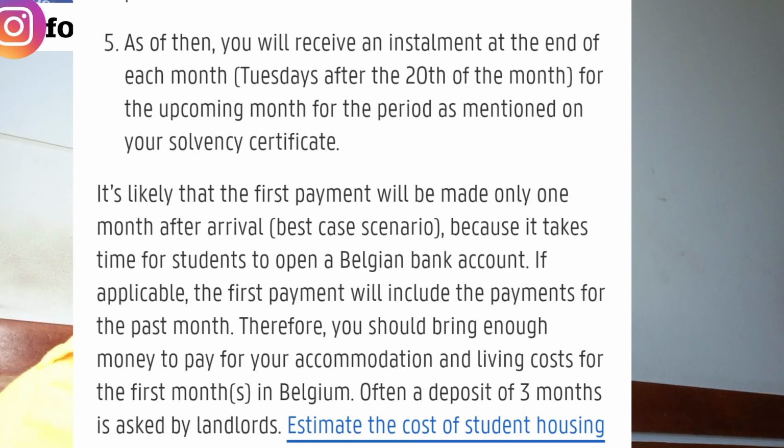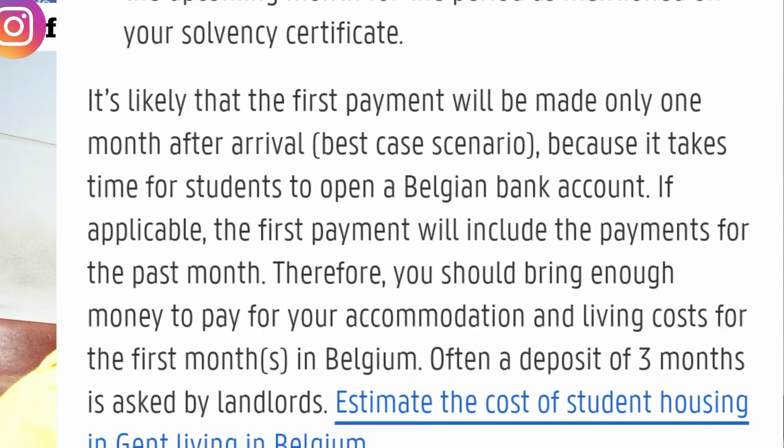As of then, you will receive an installment at the end of each month, on Tuesdays after the 20th of the month. That's after the 20th, on every Tuesday, you are going to receive an email for the upcoming month of the period as mentioned in your solvency certificate. It's likely that the first payment will be made only 1 month after arrival, because it takes time for students to open a Belgian bank account. If applicable, the first payment would include the payments of your past months. Therefore, you should bring enough money to pay your accommodation and living expenses for the first months in Belgium.